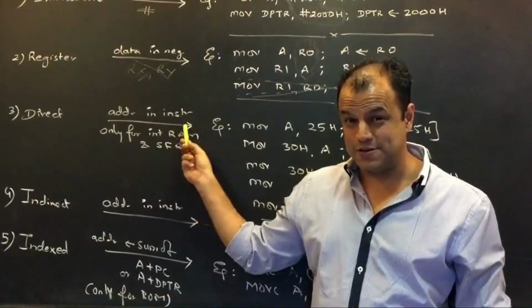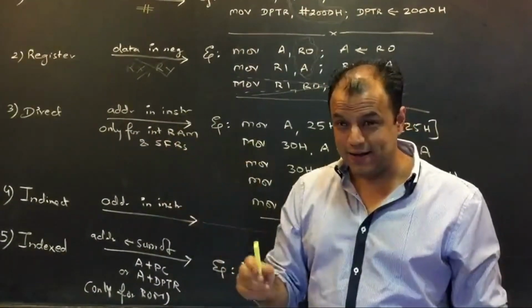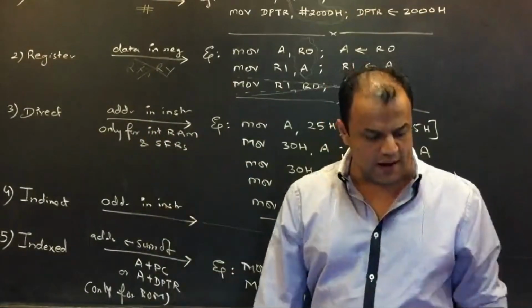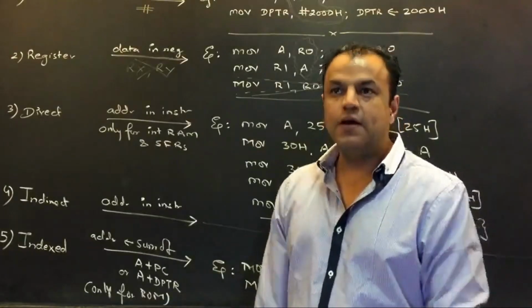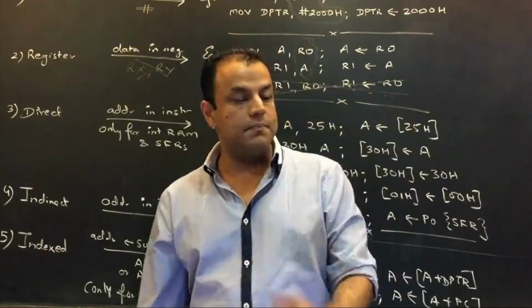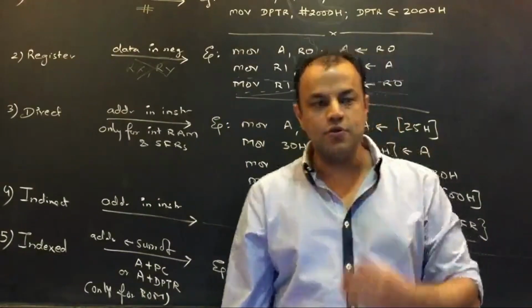Address is given in the instruction. Instead of giving the data, we are giving the address. Why aren't we giving the data? Because we don't have the data. If we had the data, why would we not give? Many a times you have the data. Many a times you have the address. Let me ask you a question.